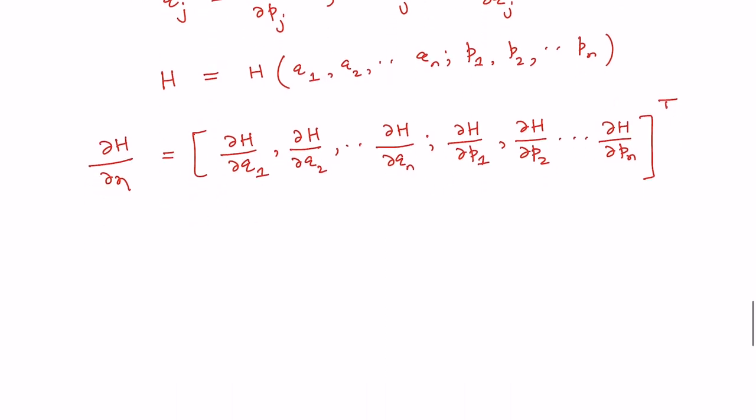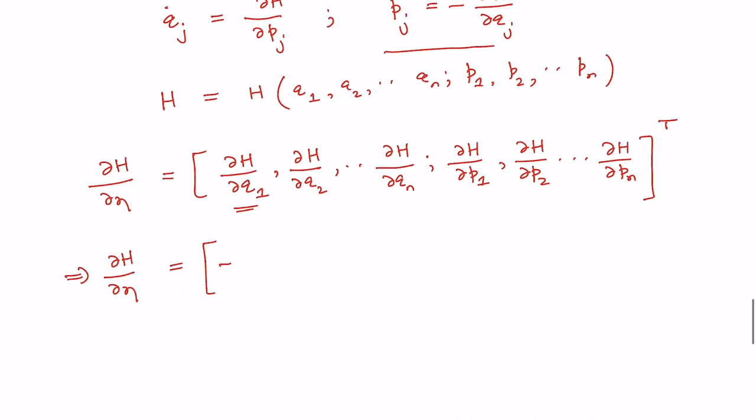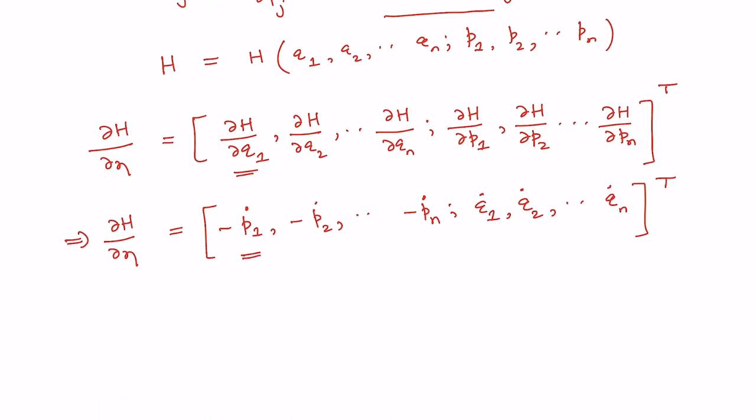Now, invoking the Hamilton's canonical equation of motion for each set of q i, p i, I can write delta H of delta eta is equal to delta H of delta q1. So you just see this equation here. You will have minus p1 dot, then minus p2 dot, like that minus pn dot, and then you will have q1 dot, q2 dot, up to qn dot. Then you take the transpose.